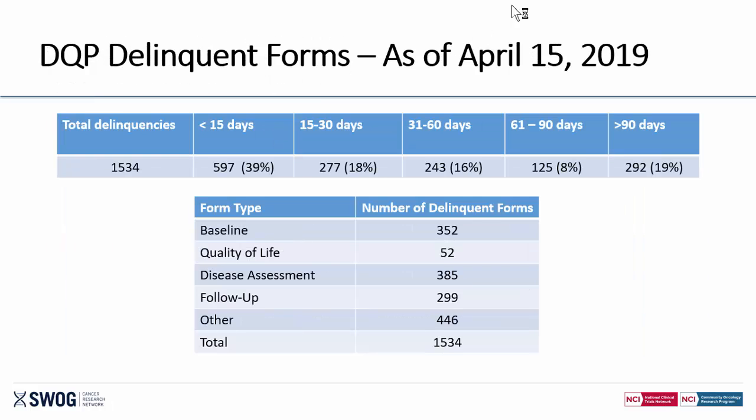When I took a snapshot of where we were overall for SWOG, and this is SWOG sites and non-SWOG sites, for this year DQP metrics, 39% or 40% of our forms are less than 15 days overdue. The bigger problem is we still have about 19% of the forms that are more than 90 days overdue according to RAVE. And we kind of broke them down. There's no good way to decide if something is baseline or quality of life, but you can see the breakdown here of those 1,534 forms that are overdue.